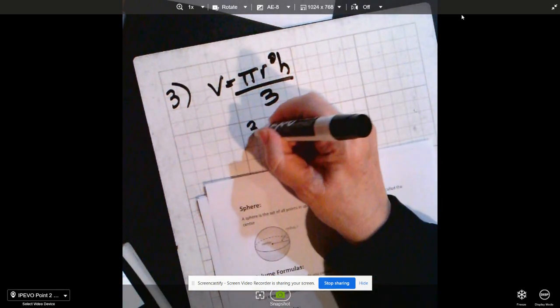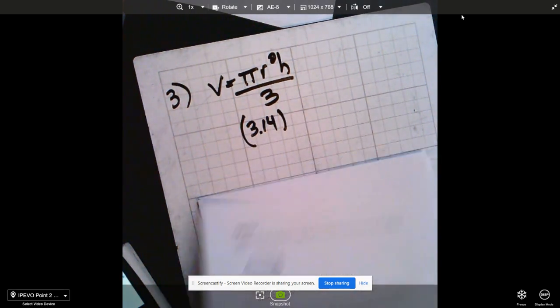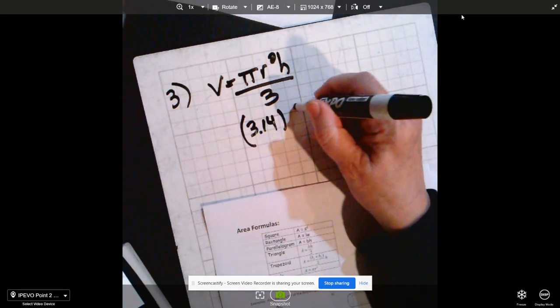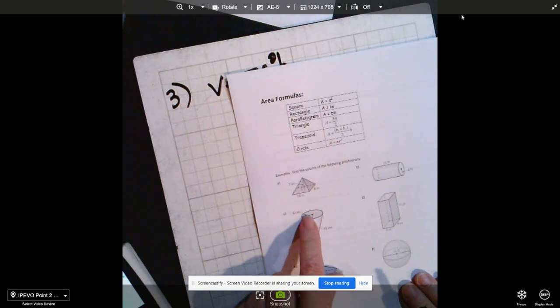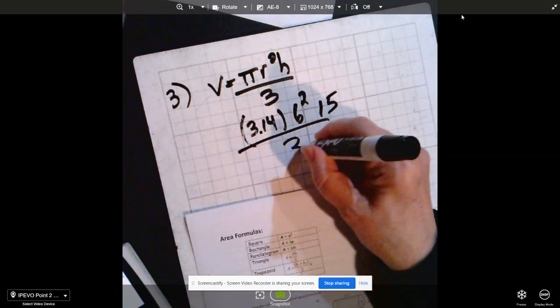Pi, we said we're going to say, is 3.14. They give us the radius here is 6. We're going to square that. The height, which is from the center of the circle to that point, is 15. And then we're going to divide that by 3.